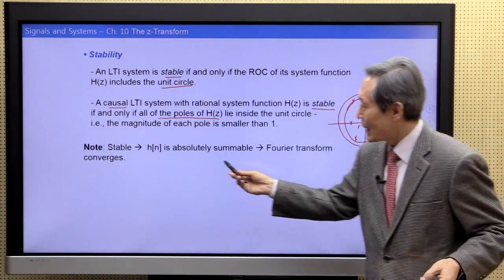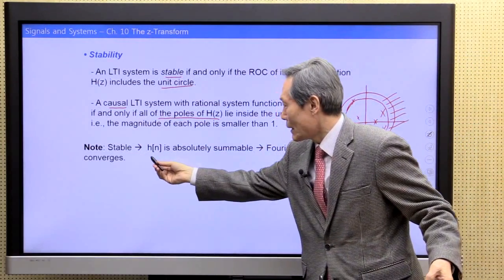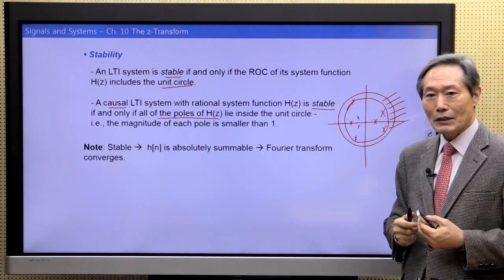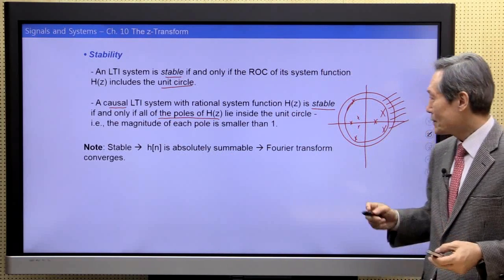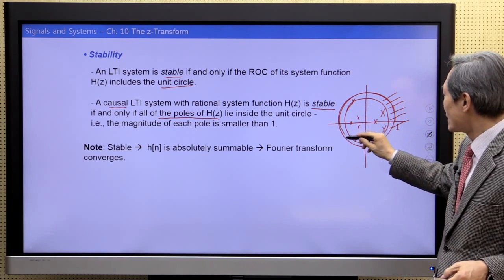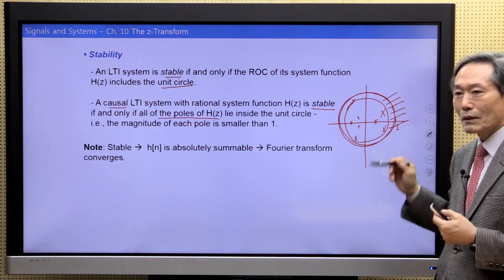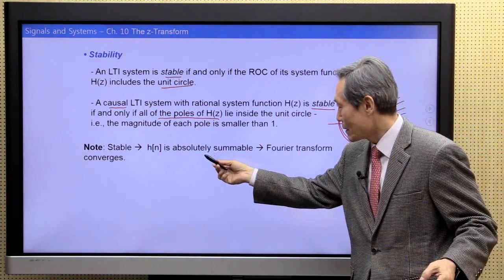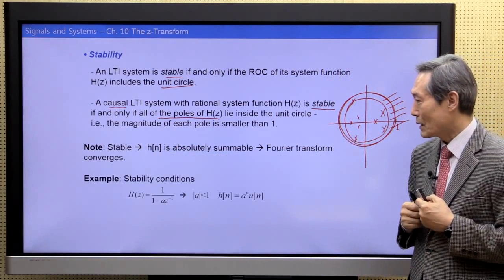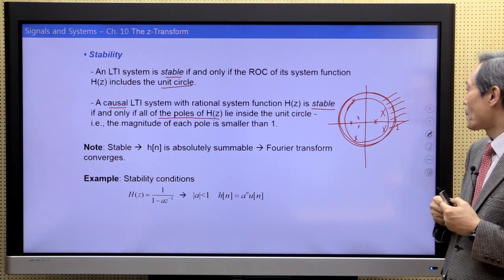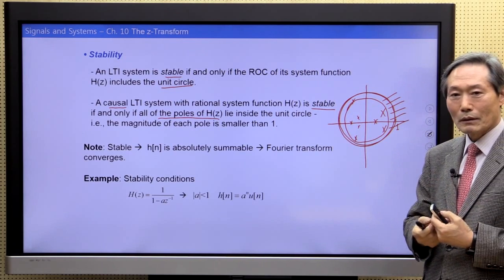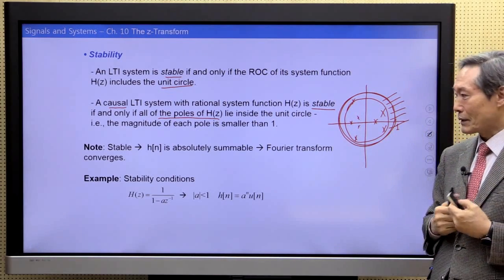And if it is stable, h[n] is absolutely summable. That means the Fourier transform converges. If the region of convergence includes the unit circle, that means the z-transform converges on the unit circle, and that means it is stable. So we made a very important statement: a stable system should include the unit circle inside its region of convergence.